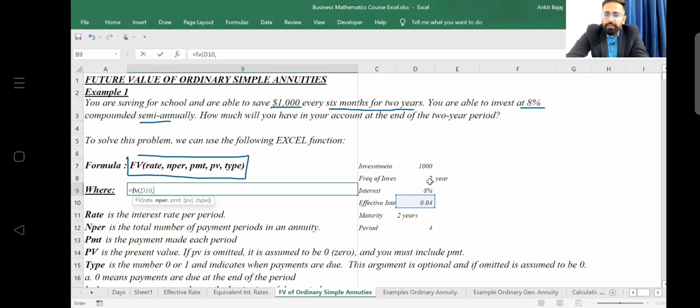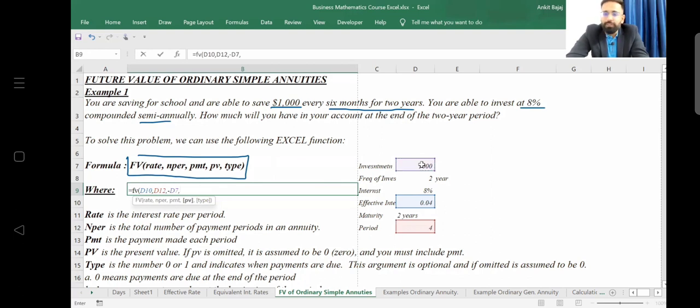Now what is NPER? NPER means period, that is how many times you will be investing your money. Now what is PMT? PMT means payment, that is how much you will be investing every time. Generally we take PMT as negative, right? So I could have written minus 1000. If I have not written minus 1000 here, I will write minus and select 1000 rupees, right?